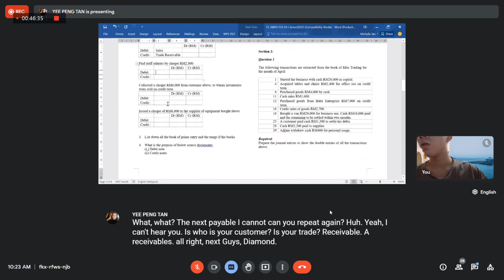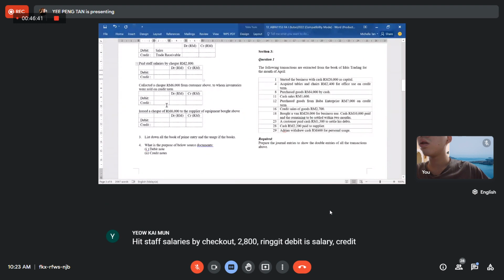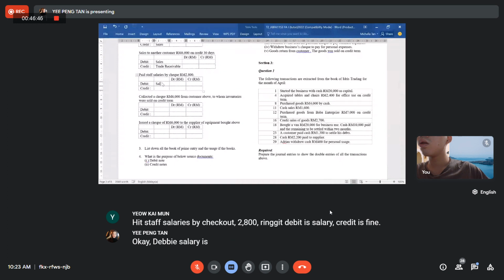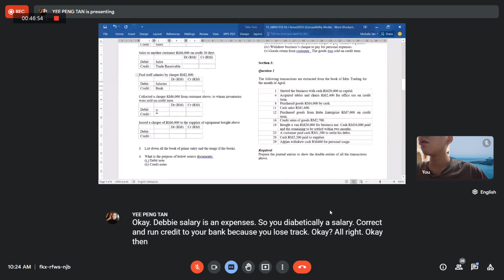Kaiman. Paid staff salaries by check, 2,800 ringgit. Debit is salary, credit is bank. Okay, debit salary. Salary is an expense, so you debit your salary, correct? And then credit your bank because you use a check to pay, correct? Okay, now finished Kaiman. We come back to Brian.